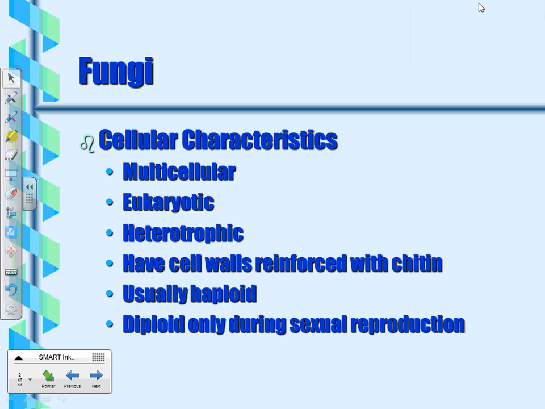All right, so fungi are obviously mostly multicellular. There are a couple of exceptions like yeast, but most are multicellular. They're all eukaryotic. They all have a membrane-bound nucleus and membrane organelles. They're heterotrophic. They have to eat. They have to get their energy from somewhere other than themselves.